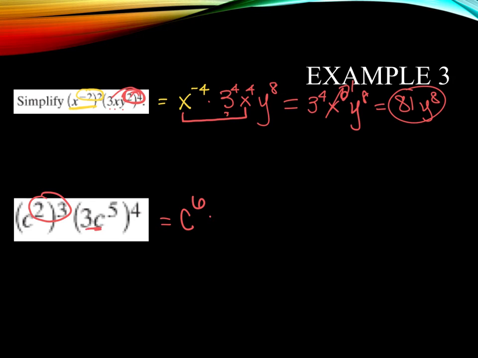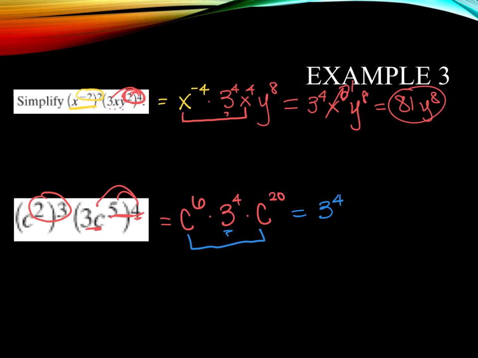Here I have a product being raised to a power, so I do have to distribute that power. So this is going to be 3 to the 4th power times c to the 5th raised to the 4th is a power to a power, so now I have c to the 20th. And when I go ahead and simplify this, I'm going to pull my constant out front, which is 3 to the 4th.